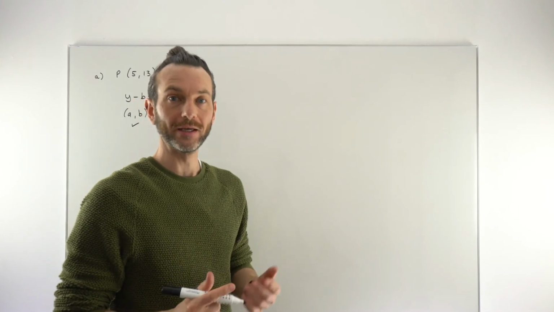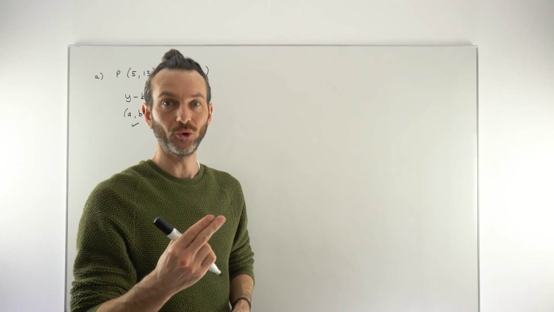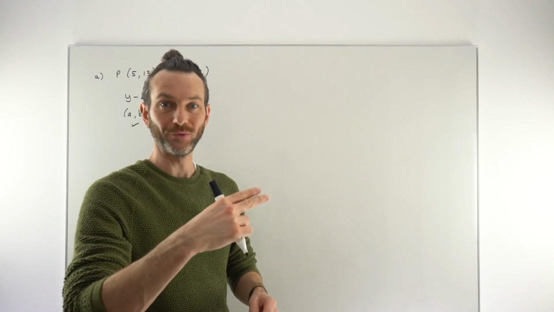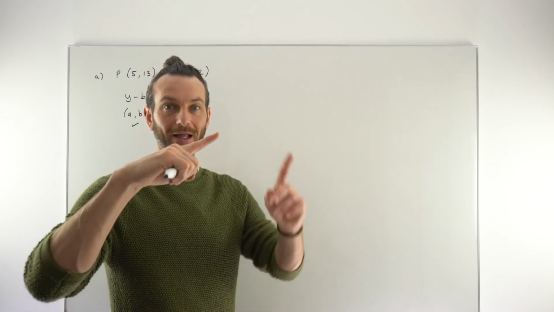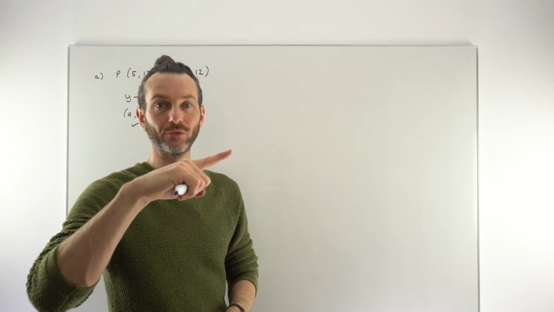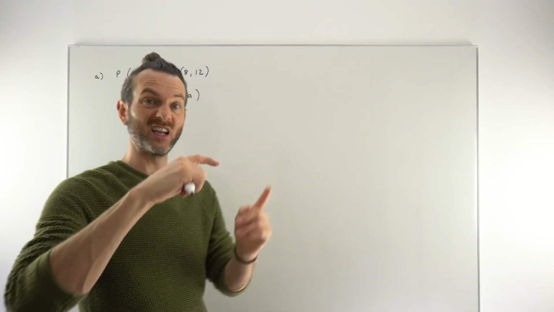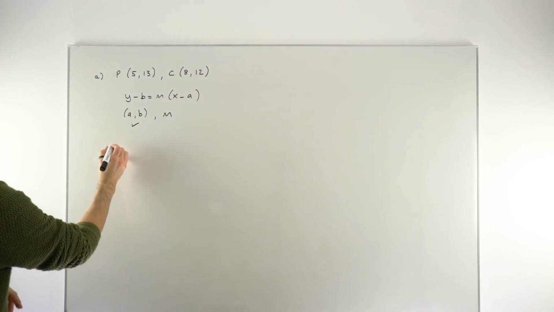We're going to find the gradient by making the gradient of C to P. So C is the center of the circle, therefore C to P is the radius, and a radius line and a tangent line are always at a right angle. So if we can establish the gradient of the radius, we can use the rule for perpendicular right angle gradients to get the gradient of the tangent line. So let's start by doing that.